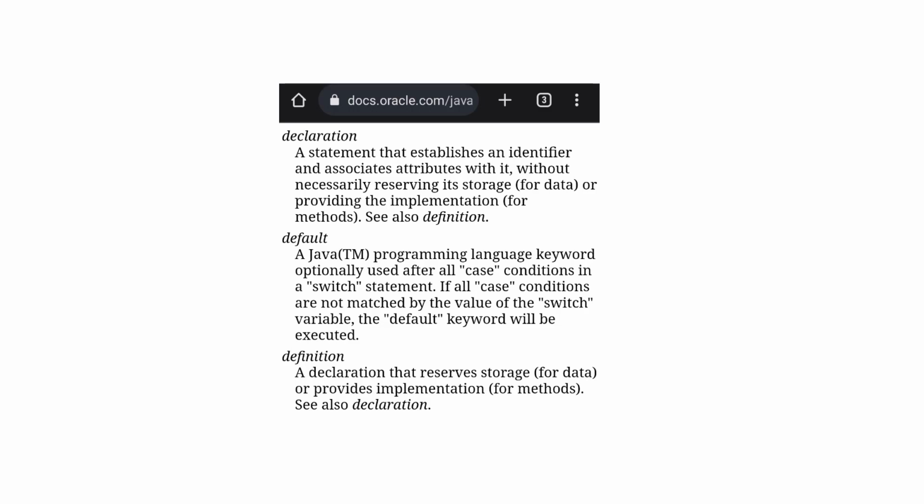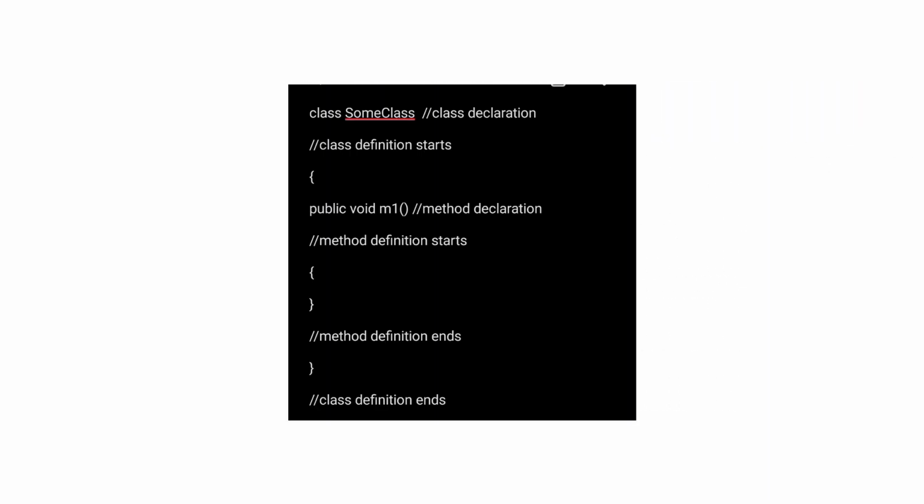So you can see here in Java docs, declaration is like a statement that establishes an identifier and associates attributes with it, without necessarily reserving its storage for data or providing the implementation for methods. And definition is like a declaration that reserves storage for data or provides implementation for methods. So this is like in Java docs.